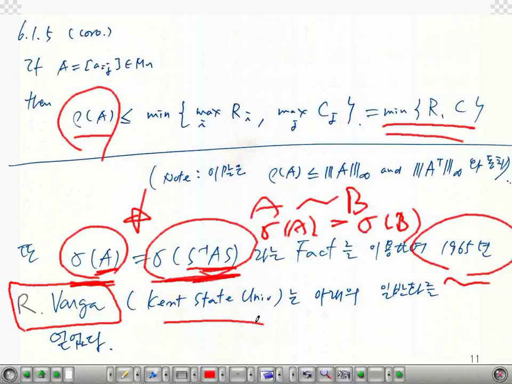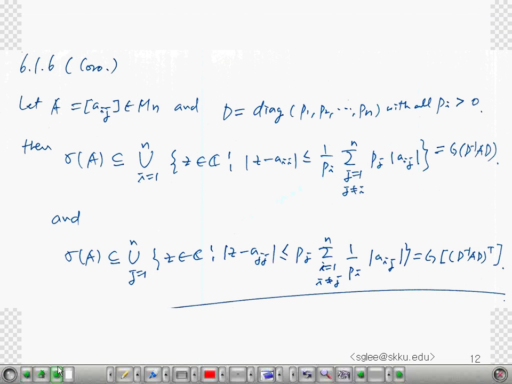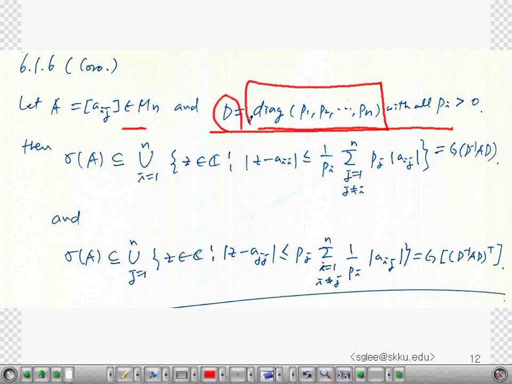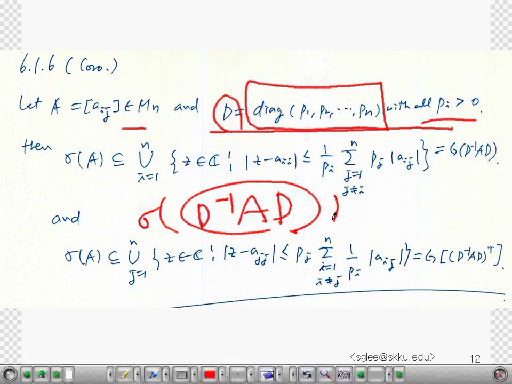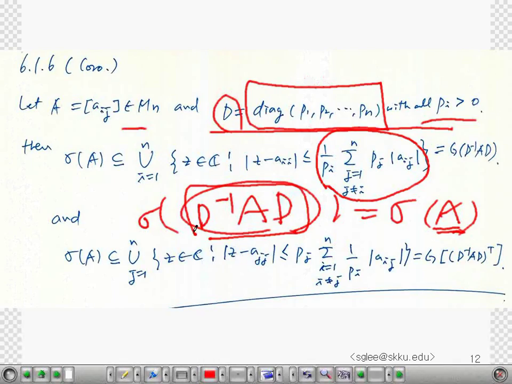Okay, Richard Varga got a generalization of the Gershgorin theorem by using this simple fact. This is what he had. Let A be an n by n matrix, and D a diagonal matrix like this, and all p_i are positive. Then it is an invertible matrix. If we multiply D inverse A D in this way, the eigenvalues of this one are the same as the eigenvalues of this one, isn't it? So you try to use the same upper bound on the spectral radius not only for A, but also for D inverse A D. Then the deleted row sum can be written in this way.